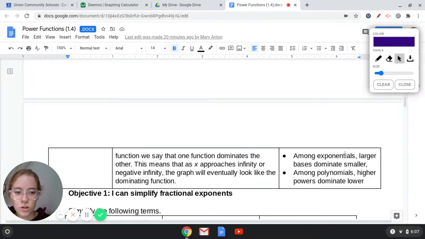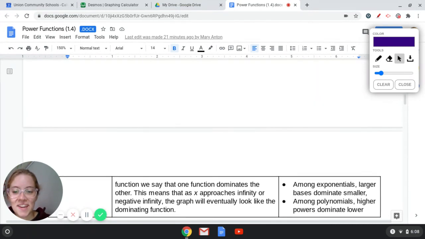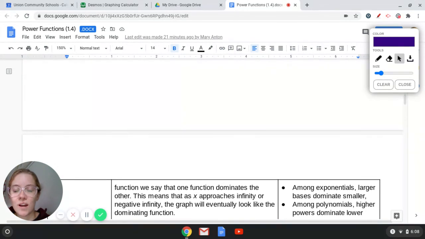Among exponentials, larger bases dominate smaller bases. So like 3 to the x will dominate 2 to the x. And then among polynomials, higher powers dominate lower powers. So like x to the 12th will dominate x to the 10th power. Yep. And that's that. We'll talk more about this as the notes go on.